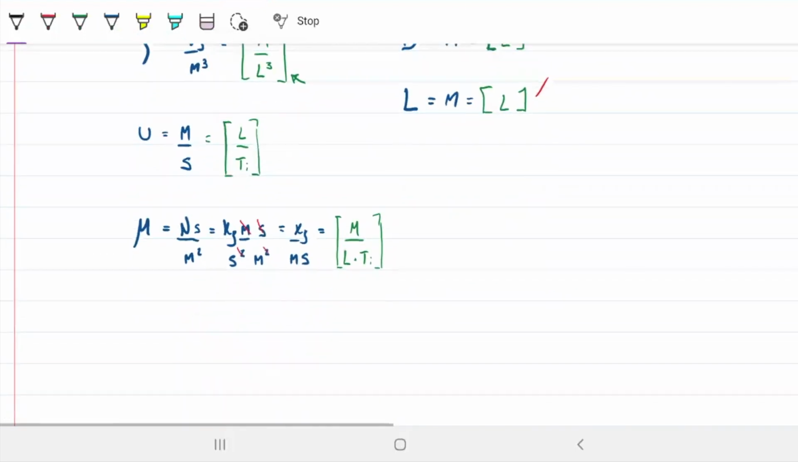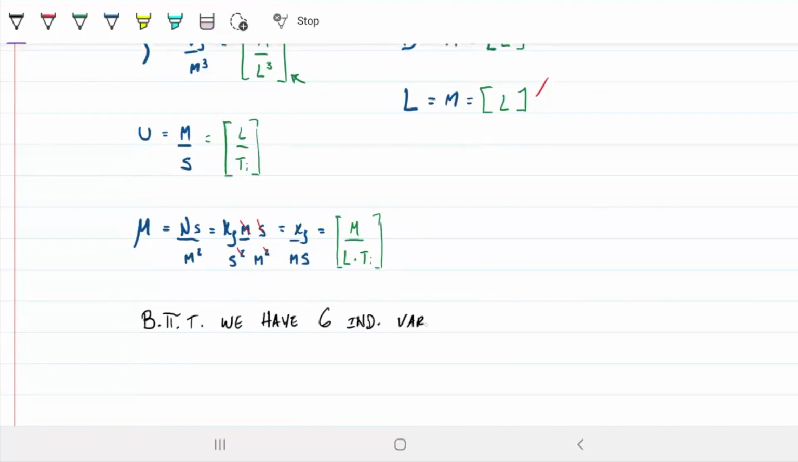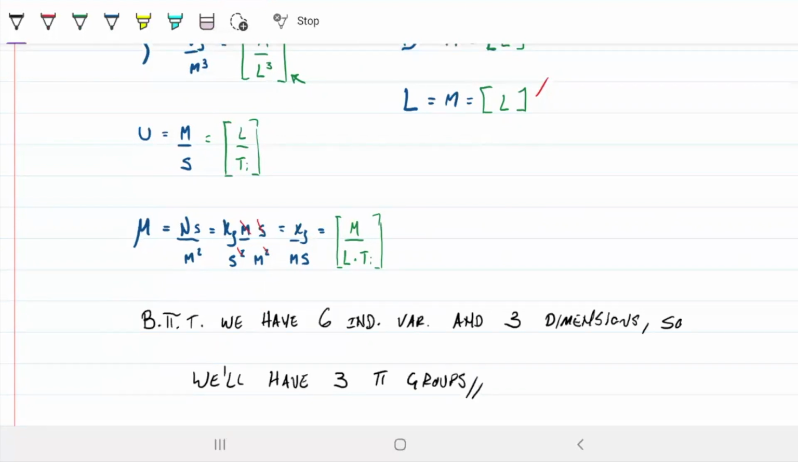Okay, so the conclusion from the Buckingham Pi theorem is that we have 6 independent variables and 3 dimensions, so we'll have 3 pi groups. Okay, so it'll be 3 pi groups that explain this situation.